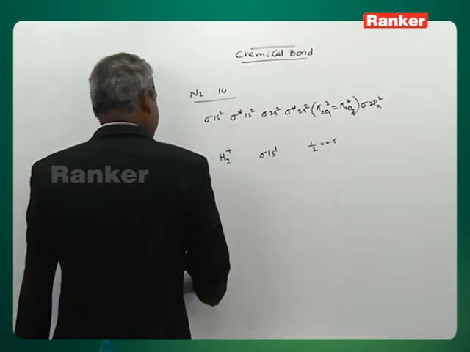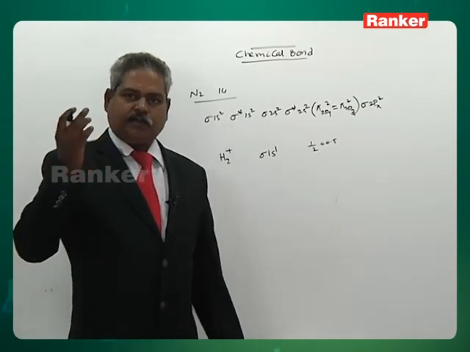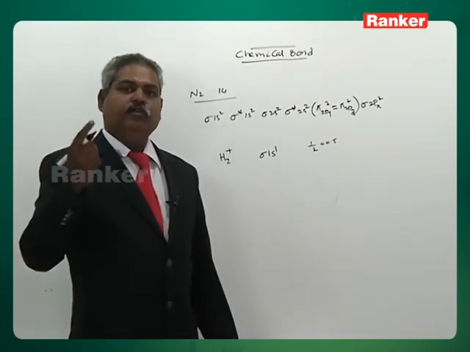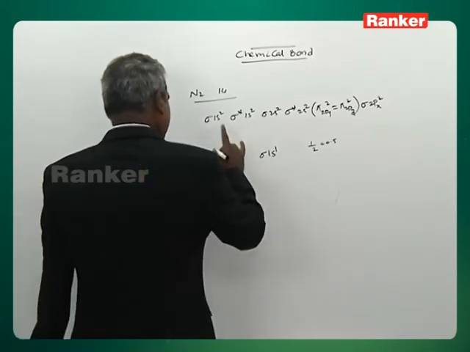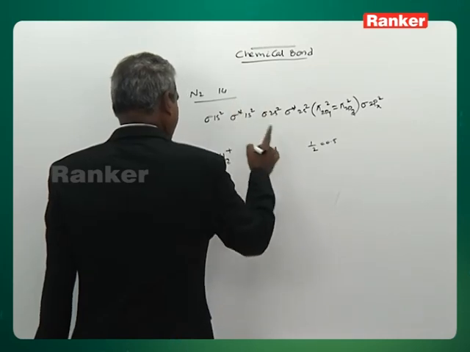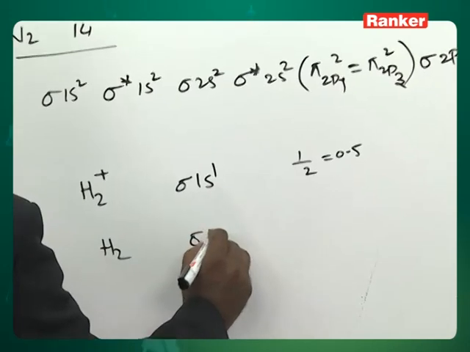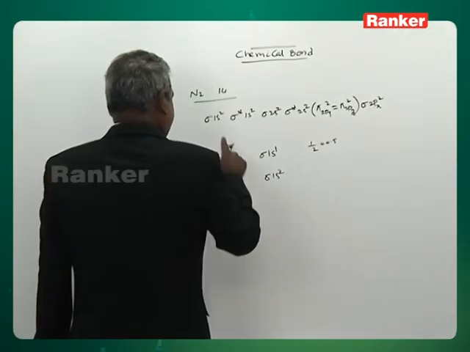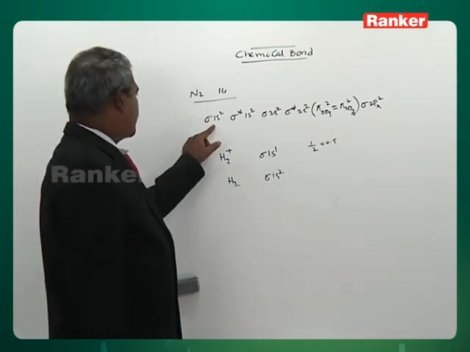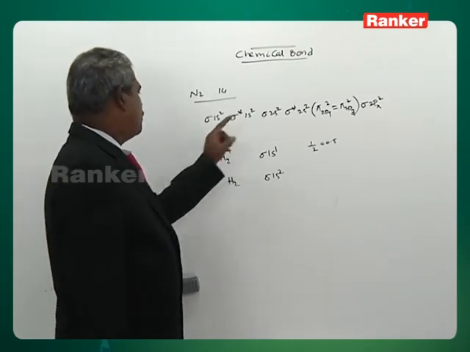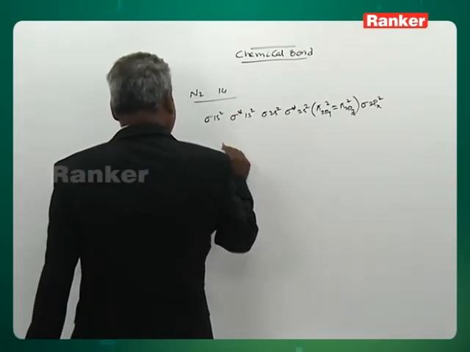So H2 plus exists, but that may not exist at room temperature, but when heated, definitely one hydrogen molecule will lose 1 electron. Some of them may lose both the electrons. So this is the molecular orbital configuration of H2 plus. H2, 2 electrons, sigma 1s2. 3, 2, 1. Means if you have 3 electrons, 2 electrons here, 1 here. 4, 2, 2. So what will be the bond order of He2?